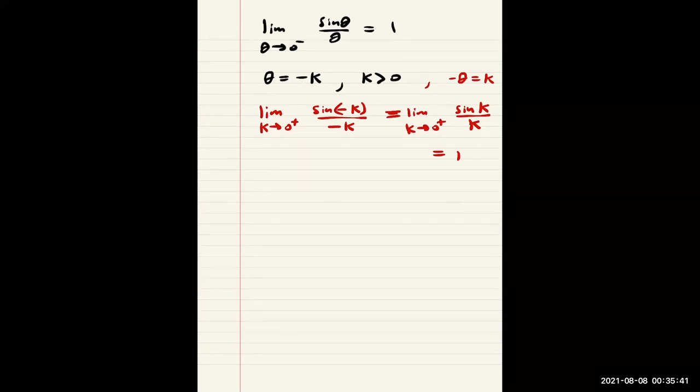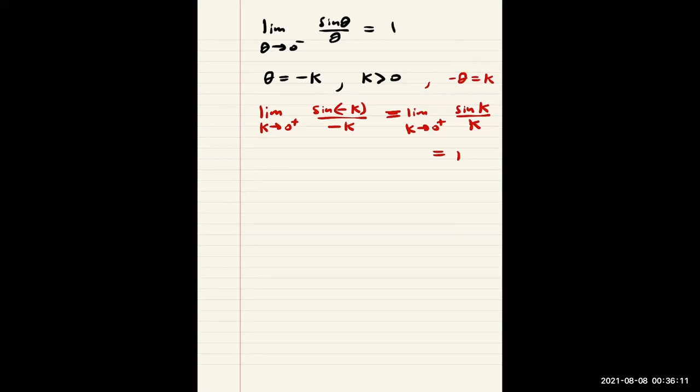Okay. And in that case, if you multiply both sides by minus, you get minus theta is equal to k. That means as theta approaches 0 from the left hand side, k approaches 0 from the right hand side because of this minus sign. So I can write this limit this way. The limit as k approaches 0 from the right hand side, because I know that as theta approaches 0 from the left hand side, my k approaches 0 from the right hand side.